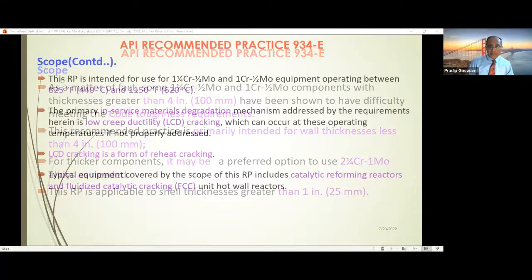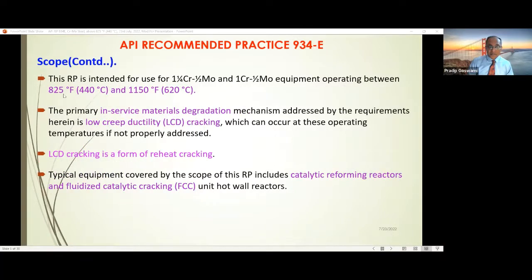This RP is intended for, as I mentioned, a service and design temperature between 440 to 620 degrees centigrade. The major issue in this service could be low creep ductility, or LCD, cracking. LCD cracking is typically a form of reheat cracking. Typically reheat cracking doesn't form when it is fabricated, nor immediately after welding, but it may form in service, or it may form during post-weld heat treatment also.